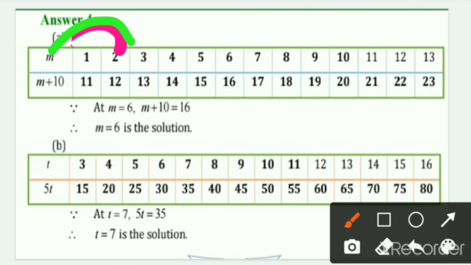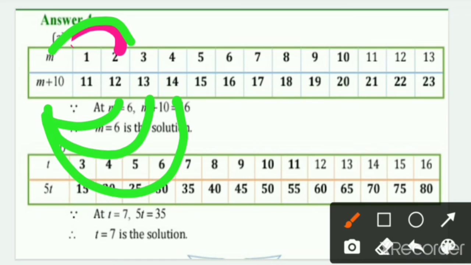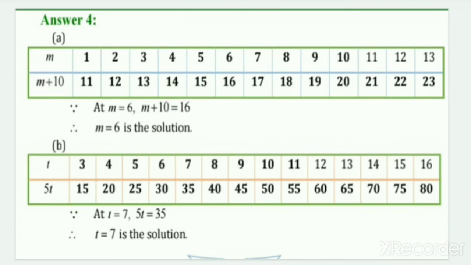Same way, if we put m as 2, so 2 plus 10 is 12. Now we'll put m equal to 3, so 3 plus 10 is 13. Now m equal to 4 we are having here, so 4 plus 10 is 14. In the same way we'll solve it, and what will happen? At m is equal to 6, we get m plus 10 is equal to 16. m is equal to 6 is the solution. Why? If we put m is equal to 6 here, it will be 16 and here is also 16, so both will be equal.